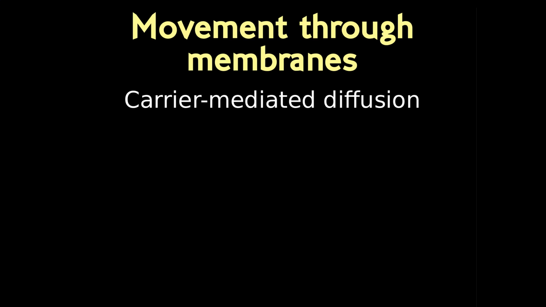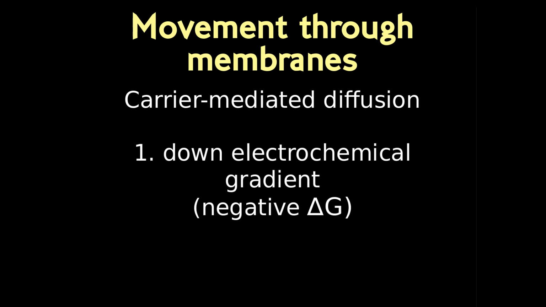Next, we have carrier-mediated diffusion. This might sound very similar to channel-mediated diffusion, and it is somewhat similar. But the difference is that instead of just going through a channel, you actually have a molecule binding to a transport protein. It has to bind to it, and that protein is going to deliver it to the other side. And like all of the diffusion that we have talked about so far, this needs to be down its electrochemical gradient. What that means is that going down its electrochemical gradient is going to have a negative delta G.